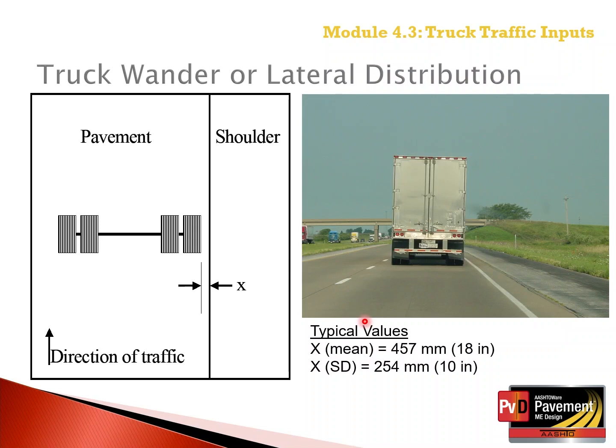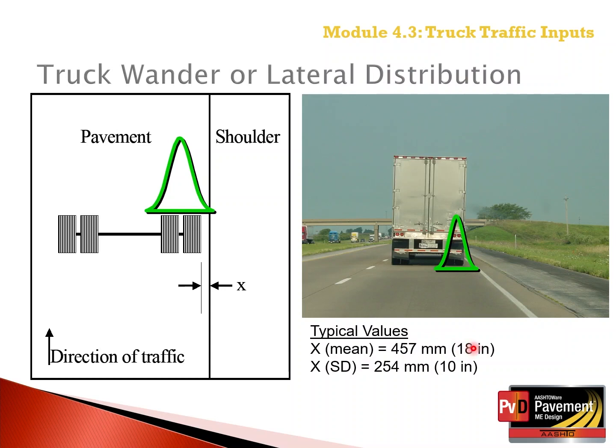The truck wander or lateral distribution is assumed to be constant between all truck classes, and the default value is 10 inches. This is the standard deviation of wheel loads along the mean wheel load path. In other words, the distribution of where the outside wheels of the trucks are located relative to the edge of the pavement. For rigid pavement design, the location of the edge of the outside of the tire is assumed to be 18 inches by default.